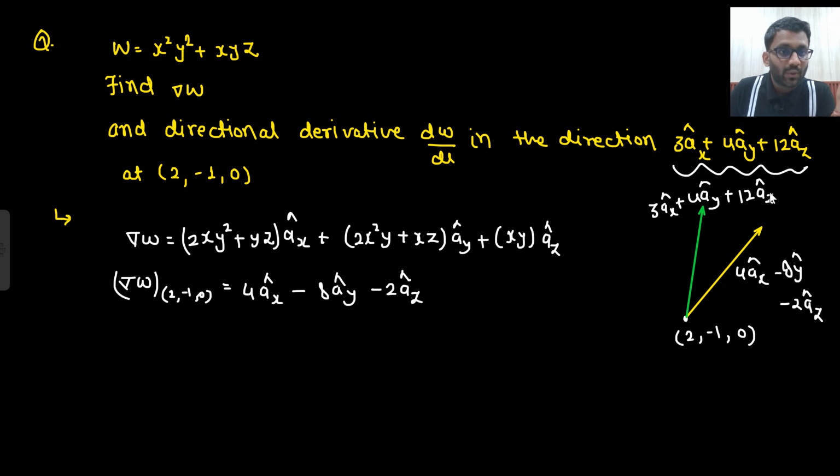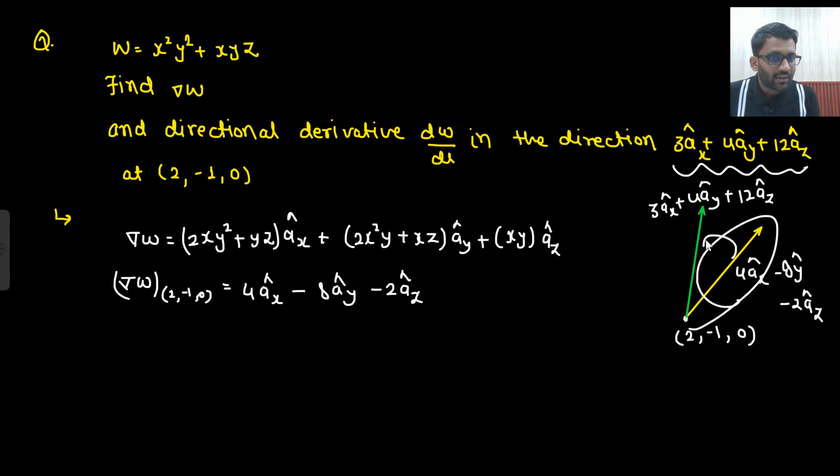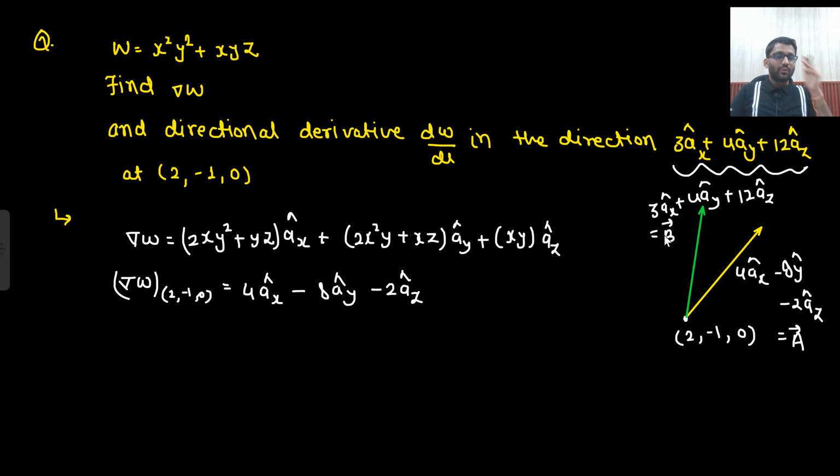That means what do you need to calculate? You need to calculate the projection of this vector on this particular vector. Let's just say I call this vector A and this vector B. So what I need to calculate is the projection of vector A on vector B. That is the directional derivative.